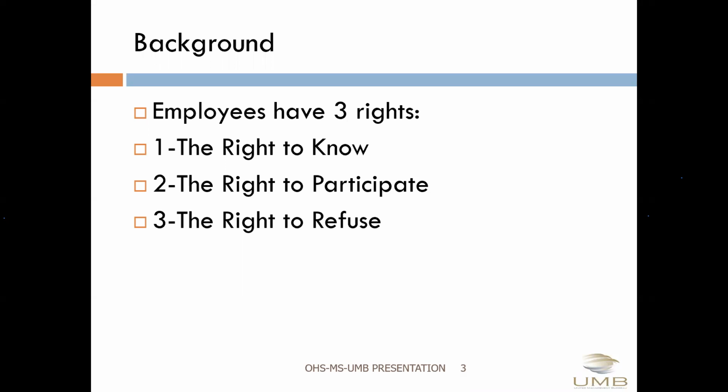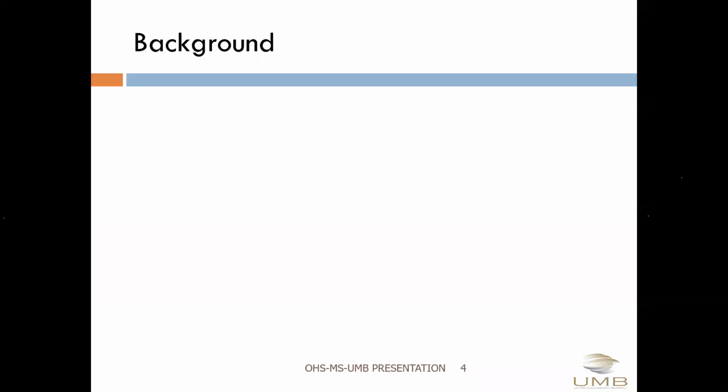Then they have the right to participate. So workers have the right to participate in setting policies, controls, assessing risk, and making sure those risks are taken care of and controlled so they don't happen. And they have the right to refuse to do the work if they think, with valid evidence, that there are not enough controls where they work so they can be protected from any risk. So we need to make sure workers are involved, participate, and are consulted.